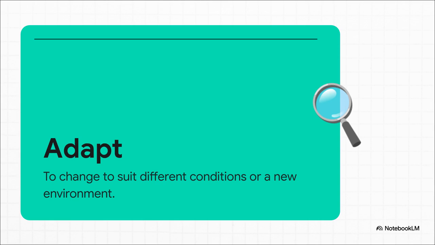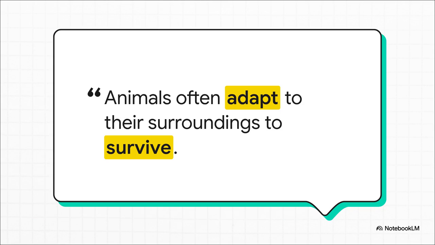The key here is that it's a responsive change. Something happens and you have to react to it. This is a perfect word for talking about how societies or even animals react to new challenges, a super common IELTS topic. See, in this example, the adaptation isn't just a random change, it's a specific reaction for survival.